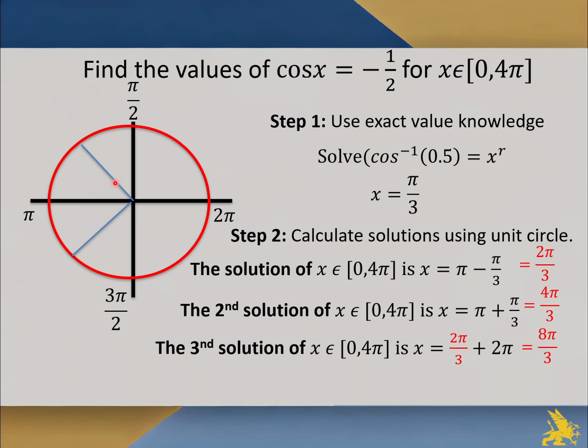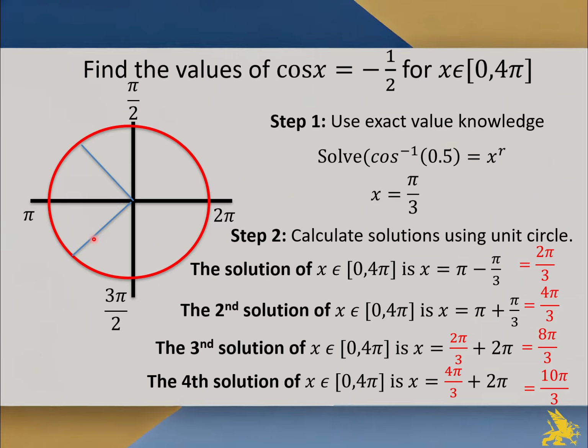Likewise, I'm adding 2 pi from this point. So that'll be 4 pi over 3 plus 2 pi, and that gives me 10 pi over 3.